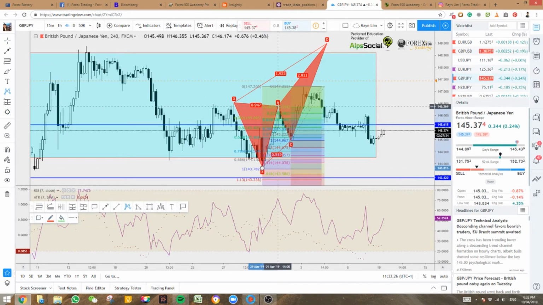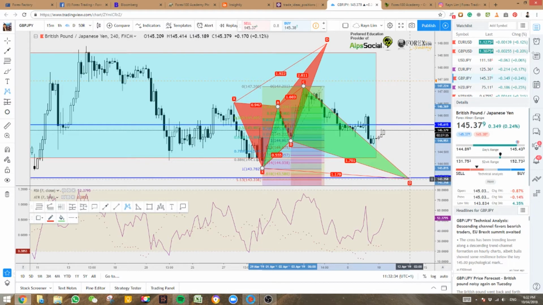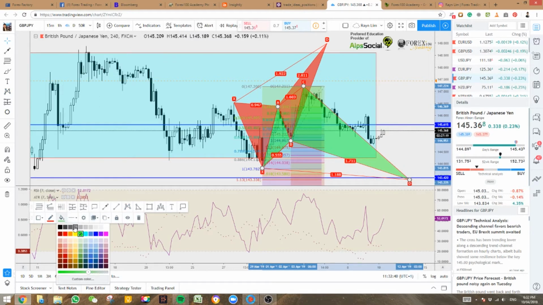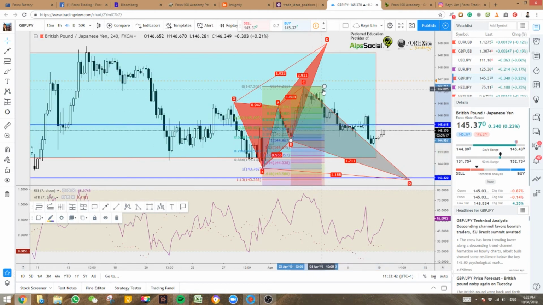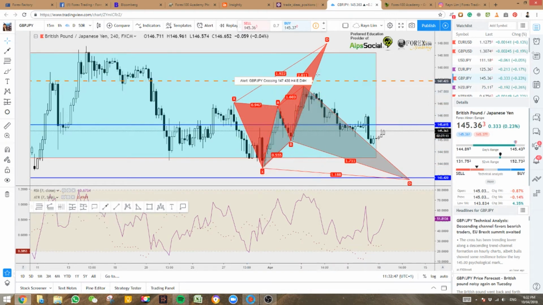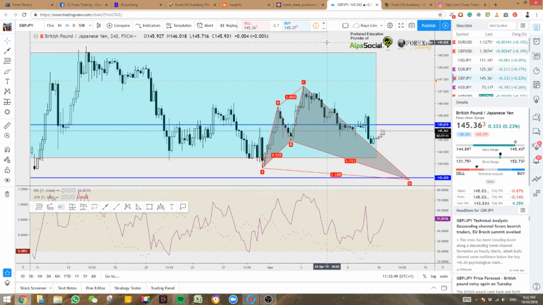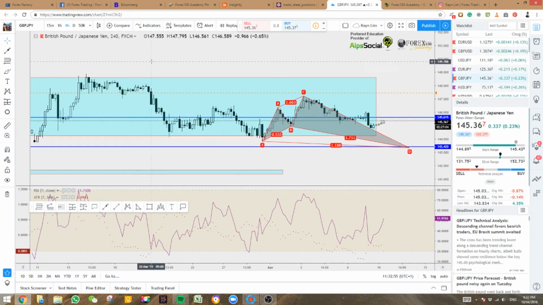Great. Alright, X to A to B, B to C. CD completion over here. What is this? What is this pattern? Shark pattern. And to me, this is a perfect one.